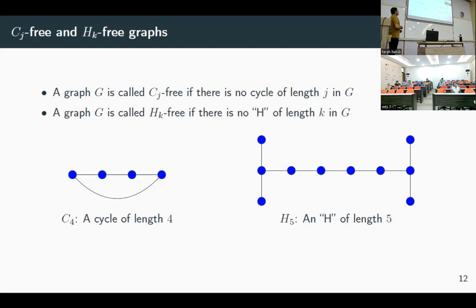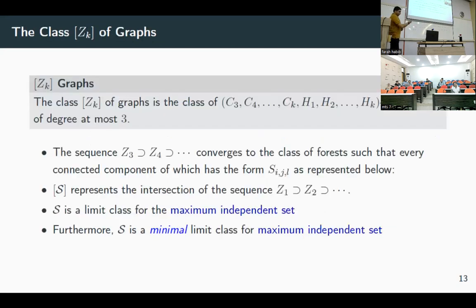For example, if I define a new class, Z_k, and I put it in brackets, that actually shows that it's a kind of arbitrary class. Because it's impossible to distinguish a property within those classes, it's some sort of equivalence class. So the class Z_k of graphs is the class which has no cycles C3, C4, C5 up to C_k, and also no H graphs of length 1, H graphs of length 2, and so on.